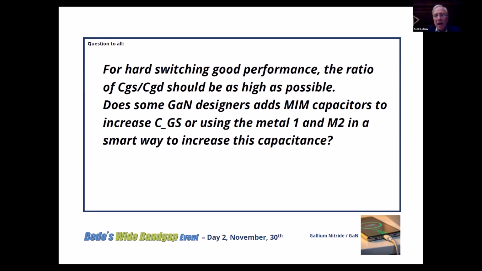So I'm not sure I agree that for hard switching good performance, the ratio should be as high as possible. This is the Miller ratio. The issue is actually that CGD over CGS1, which is the gate-to-source capacitance to get it up to threshold voltage, needs to be less than 1. That's the Miller ratio. If it's less than 1, you will never false trigger the device.